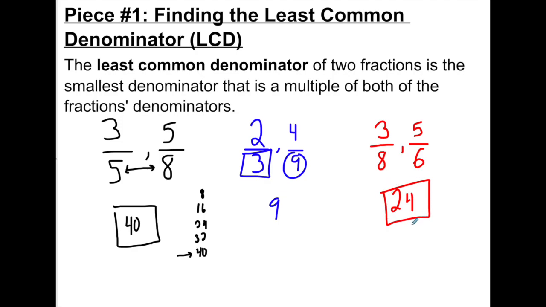It's a number that is not just the product, but a common multiple of both 8 and 6, and it's the least common one. Sometimes people say the word least common multiple. They're related ideas. The least common denominator is the least common multiple of the two denominators. That's another way to look at it.